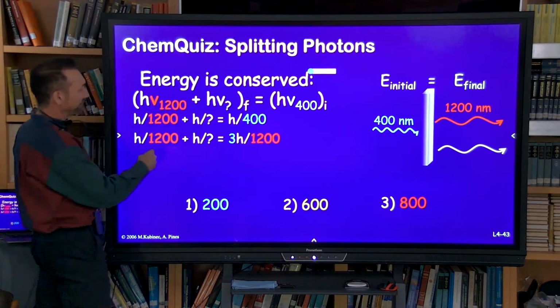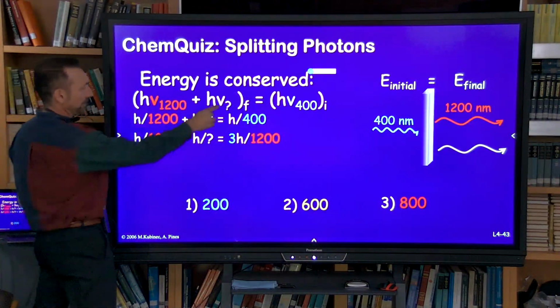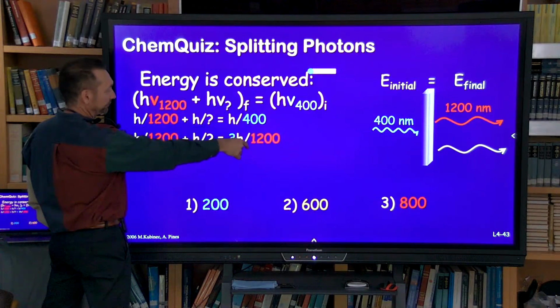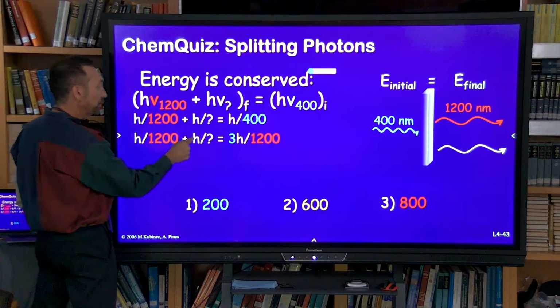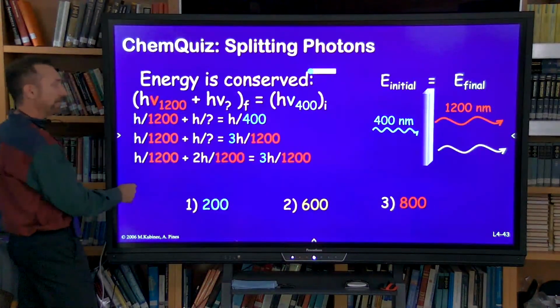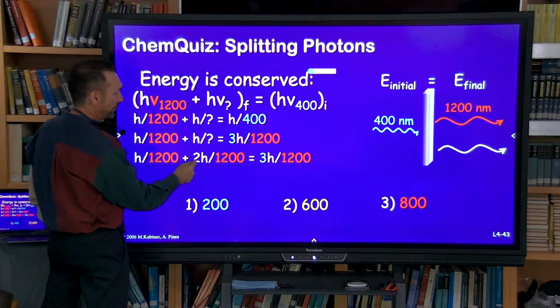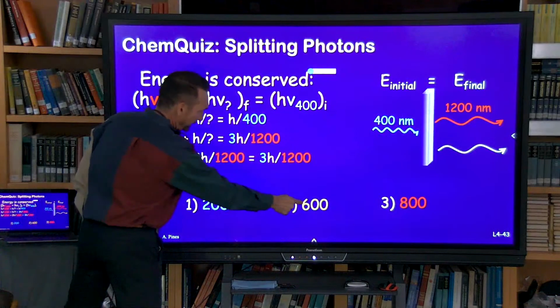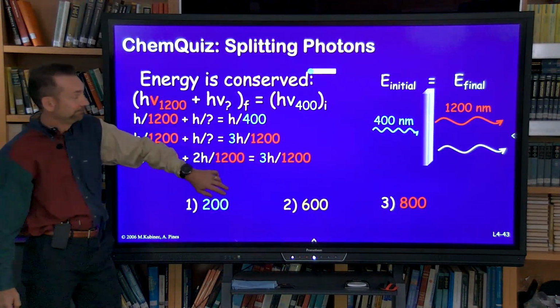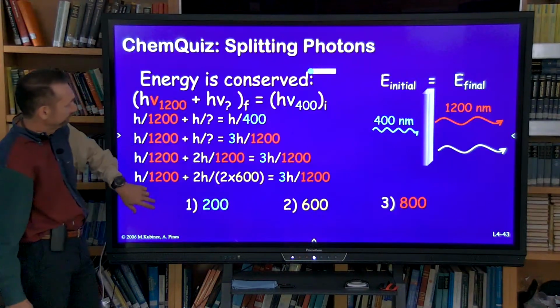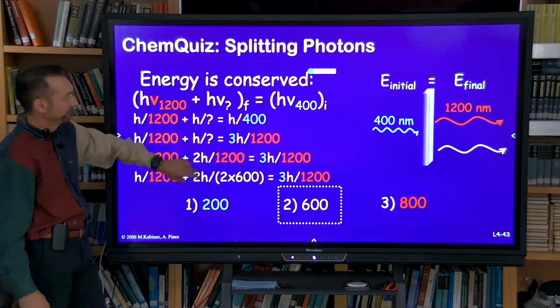And then I can just do the fractions, do the math, get the least common denominator here, make that 3 over 1200. 1 over 1200 plus 2 over 1200 would give me 3 over 1200. So 2 over 1200 is 600 nanometer wavelength. Brilliant. That's the way to go.